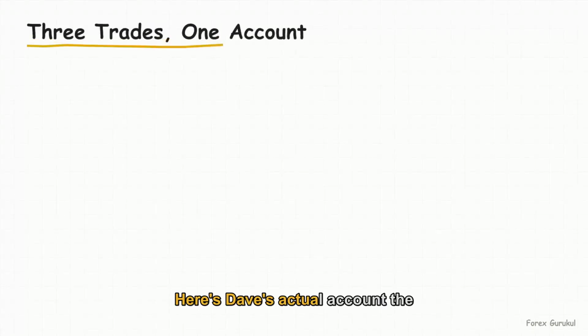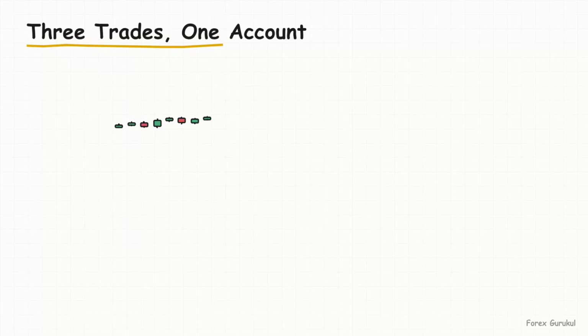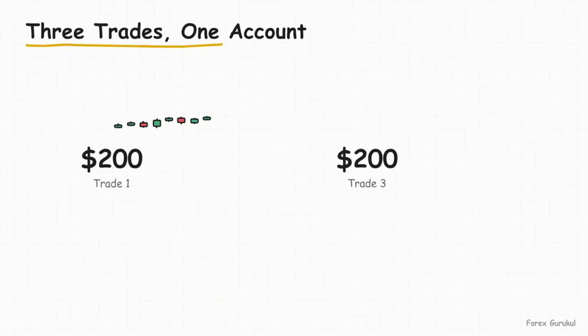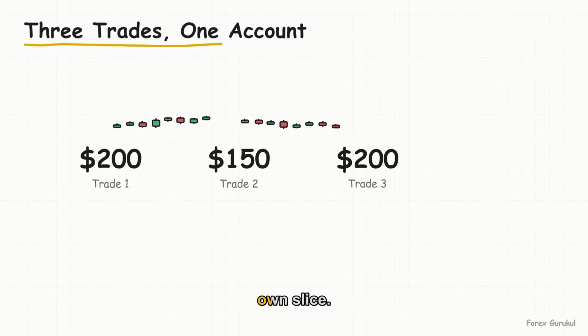Here's Dave's actual account the moment before that 4th click. Trade 1 on EUR dollar, $200 locked. Trade 2, a different EUR dollar swing, $150 locked. Trade 3, $200 locked. None of these trades talk to each other. Each one only knows its own slice.